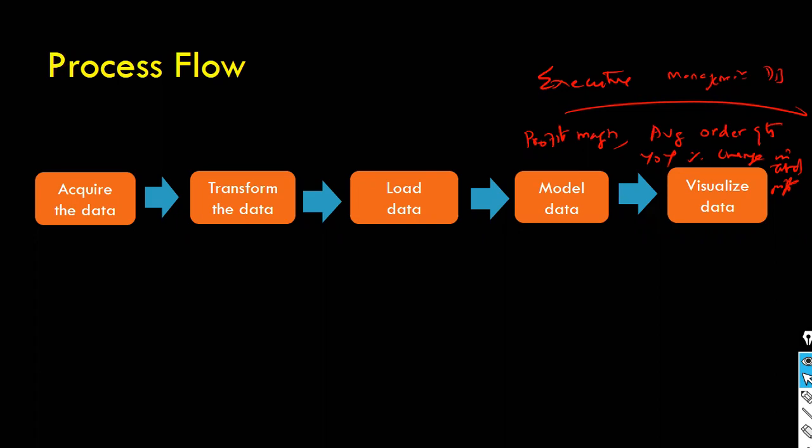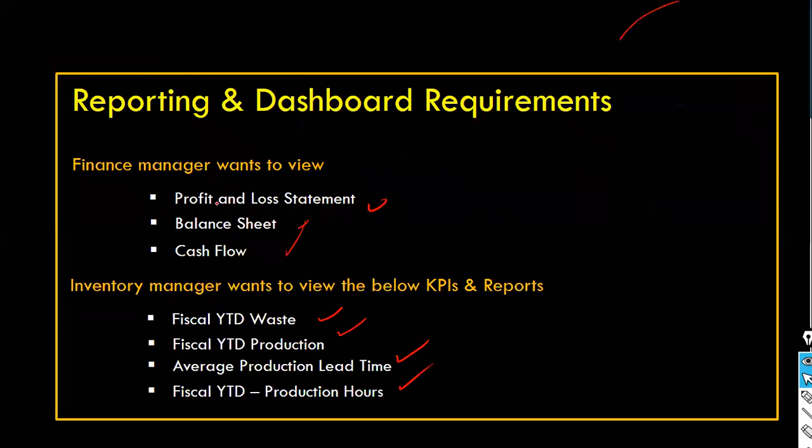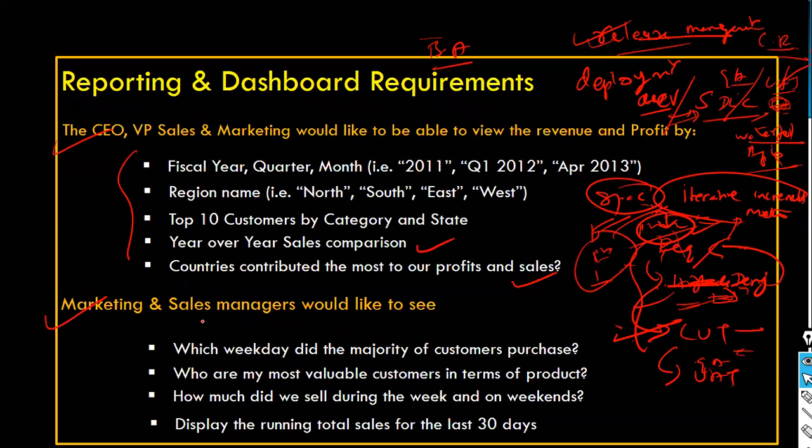Each department manager has their own needs. They want us to create department-specific dashboards also, like for the inventory manager. The metrics or KPIs vary from one department to another. There will be some overlap, but in general they'll be different. The marketing person and sales manager are very particular about things like: display the running totals in the last 30 days. How much did we sell during the week and on weekends? Who are my most valuable customers in terms of product? They will also check the customer loyalty program and customer lifetime value, and they will predict everything. Which weekday did the majority of customers purchase? So that they can come up with some kind of pricing strategy to woo the customers to buy more.